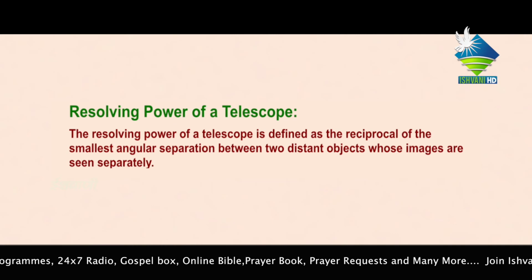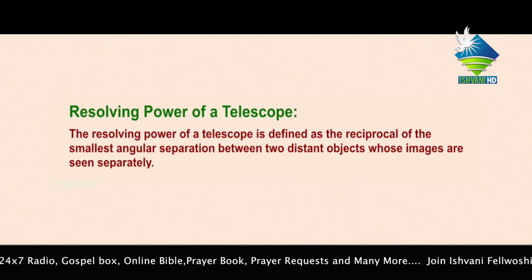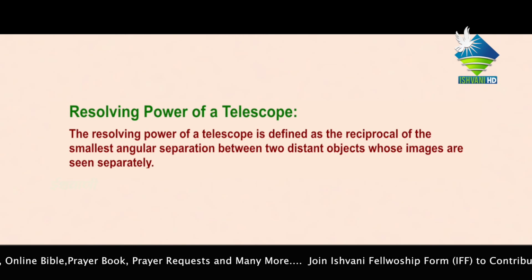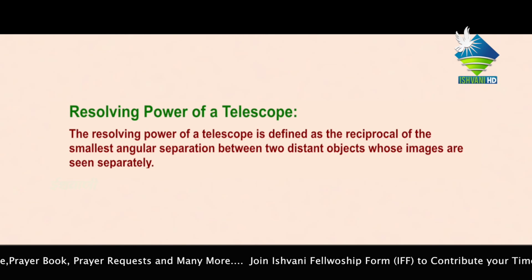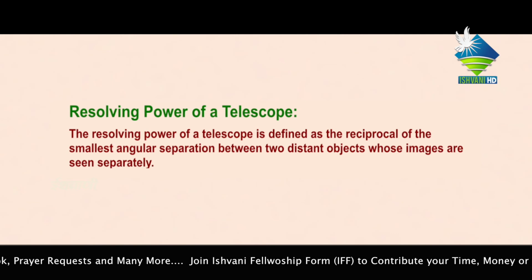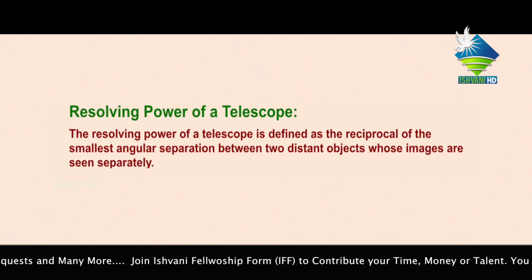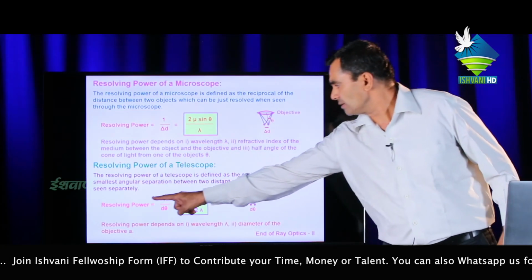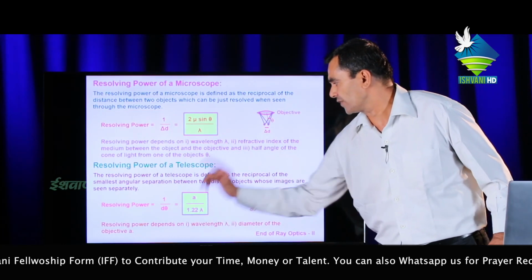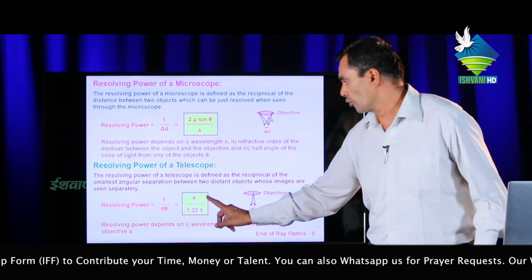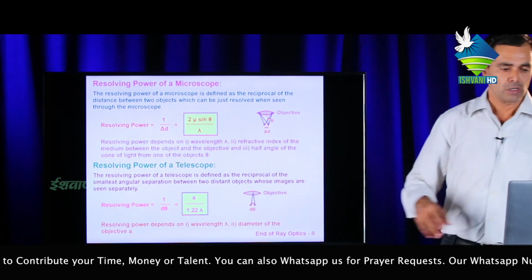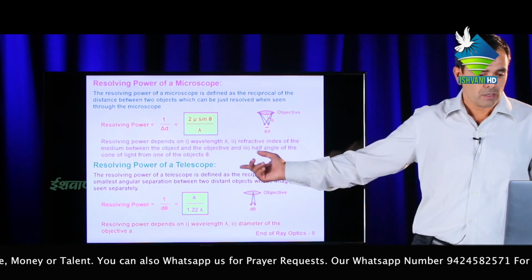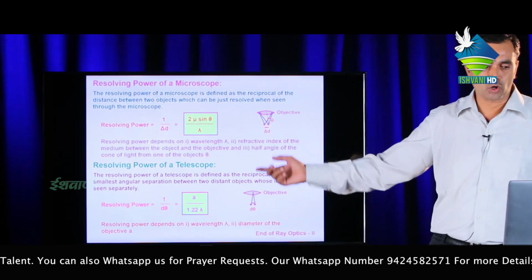Next, resolving power of a telescope. The resolving power of a telescope is defined as the reciprocal of the smallest angular separation between two distinct objects whose images are seen clearly. This is also resolving power equals 1 upon resolving limit, and is given by A upon 1.22 lambda. Resolving power again depends on the wavelength and the diameter of the objective.